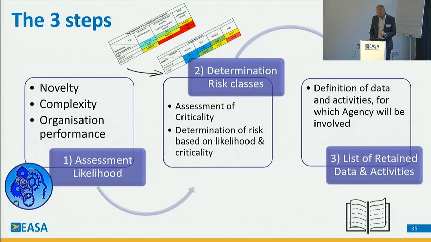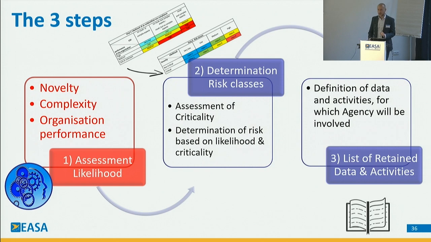So I would like to catch your attention on this slide. It's very important. Whatever comes now is a detail of these 3 steps. The first step is how do we assess the likelihood of an unidentified non-compliance. Then, through the assessment of the criticality, which is the link to the potential impact on safety, we will determine the risk classes. The matrix that you see small will be bigger in the next slides. And then the last step, which is very important, as Ralph mentioned before, is the final determination of the level of involvement.